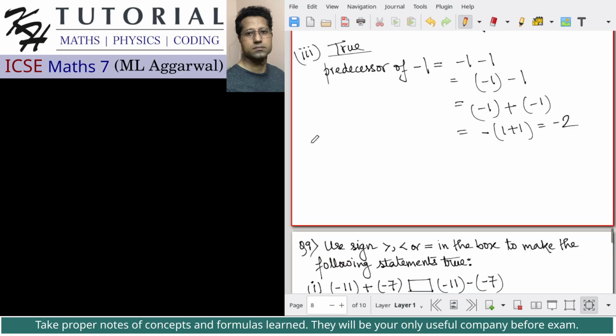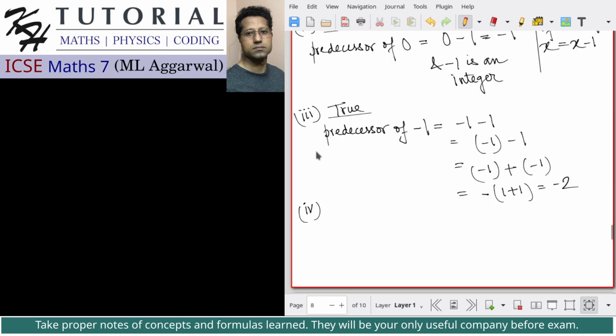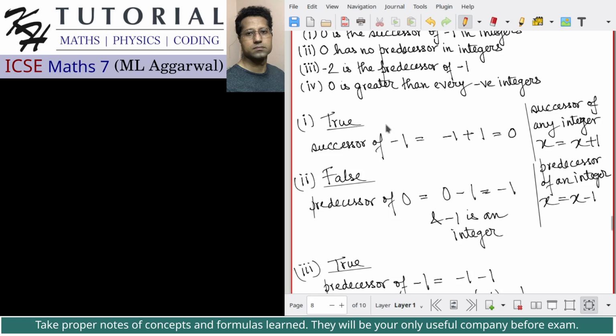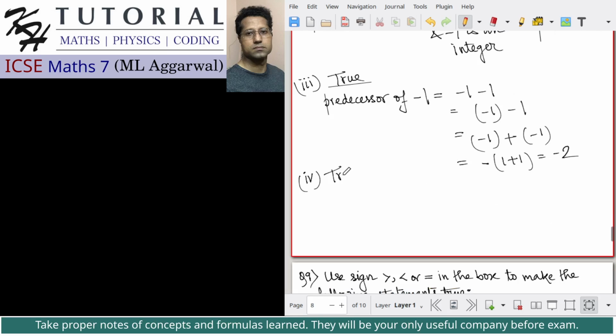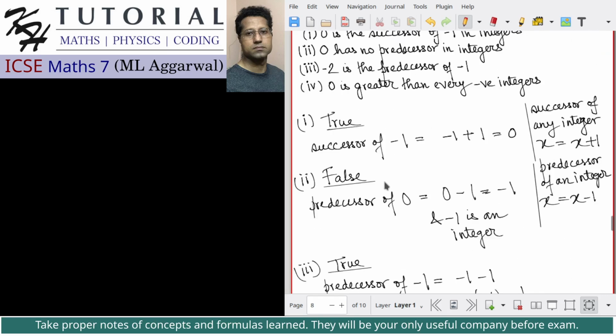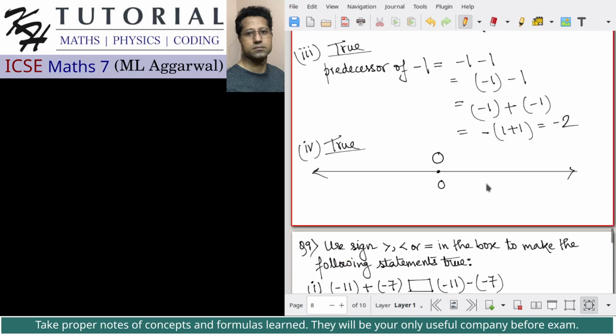Let's see part 4. It is saying that 0 is greater than every negative integer. This is true. This is a fundamental concept, because based on the representation of integers on the number line, we have the center of the number line marked as O, which represents the integer value 0, and all integers to the right hand side of 0 are positive integers, and all integers to the left hand side of 0 are negative integers. So we know that all the negative integers are marked to the left hand side of O.